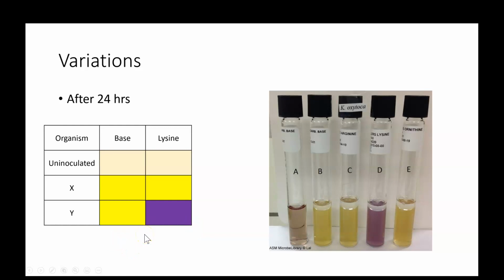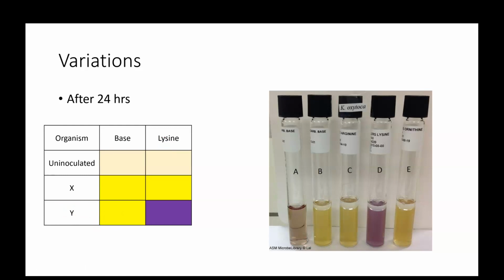Now, here's a kind of challenge question for you. What if you had bacteria X, bacteria Y, you had an uninoculated control, and you also had inoculated these 2 bacteria into a base broth as another type of negative control. And after 24 hours, you see yellow for lysine for bacteria X, and you see purple for lysine for bacteria Y. How would you read these results?